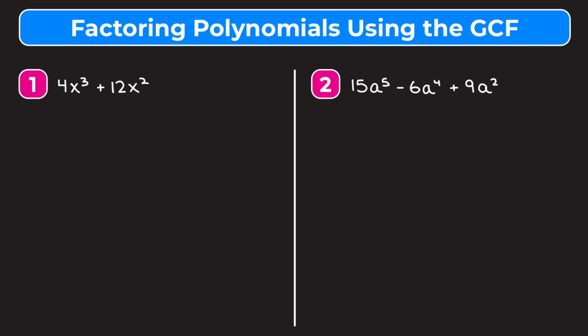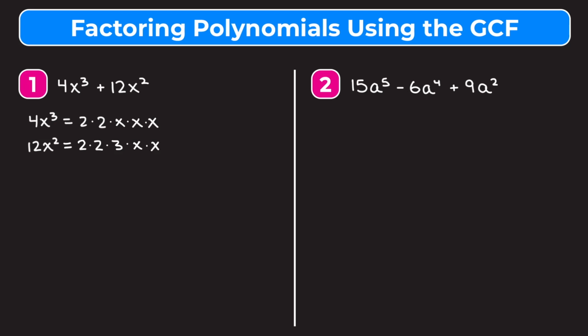So what I want to start by doing is actually finding the greatest common factor. The way I'm going to do that is by writing out each term as a product of its prime factors. So 4 can be written as 2 times 2, and x cubed can be written as x times x times x. And now we're going to do 12x squared. So 12 is the same as 4 times 3, and we know 4 can be written as 2 times 2. So 12 is 2 times 2 times 3, and x squared is x times x.